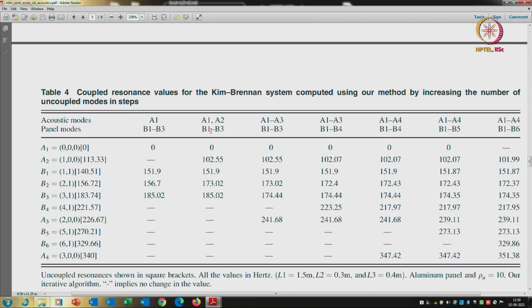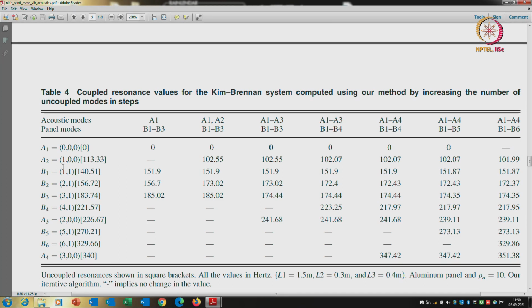Okay. And you can see now, of course, the rigid body mode remains. The second acoustic mode, okay, originally at 113, in the first calculation is pushed down to 102.55, second calculation does not change much, third calculation to 0.07, okay, and so forth, and it starts to settle down. Okay. The higher and higher modes do not have an influence on A2.